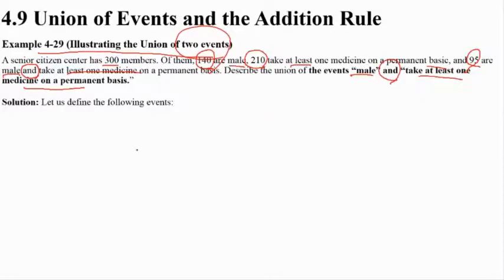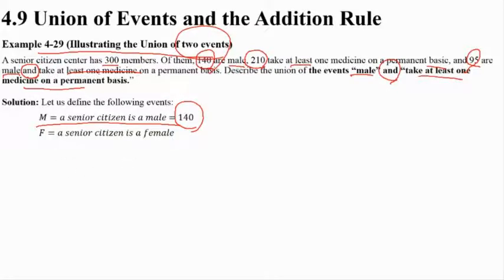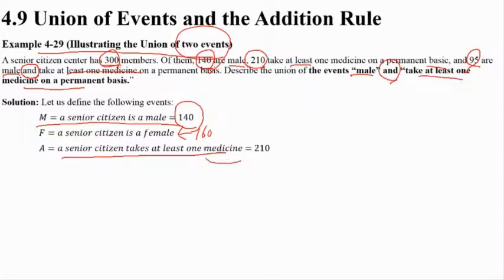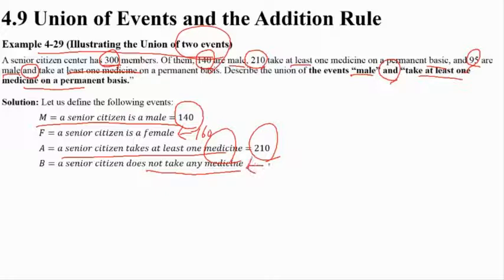Let's define each one. Male, M, is 140, as given, and female isn't given, but we can work it out: total 300 minus 140 is 160. Also, at least one medicine is 210. At least means one or more, like 1, 2, 3, 4. Those not taking any medicine make up the rest of the total 300 people, so it's supposed to be 90 people.